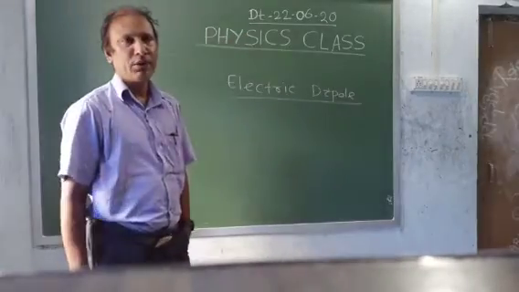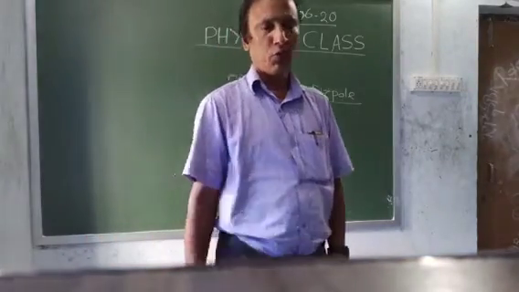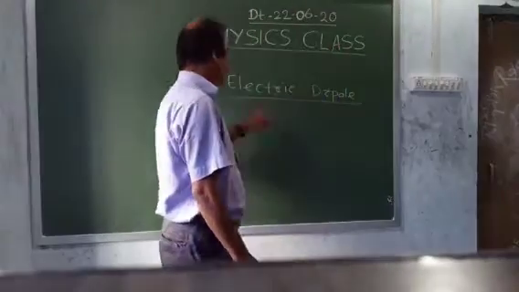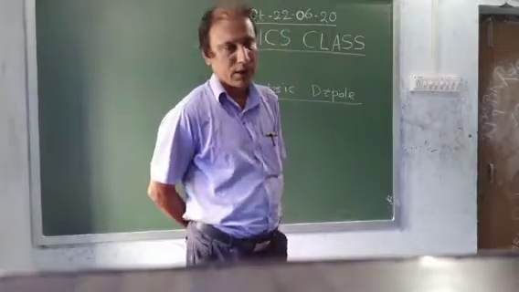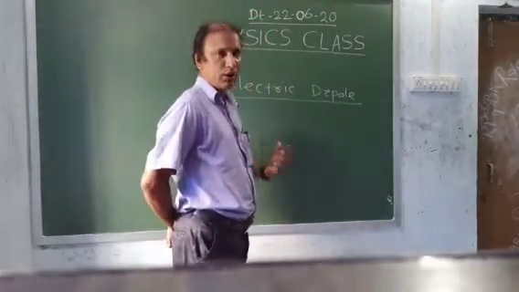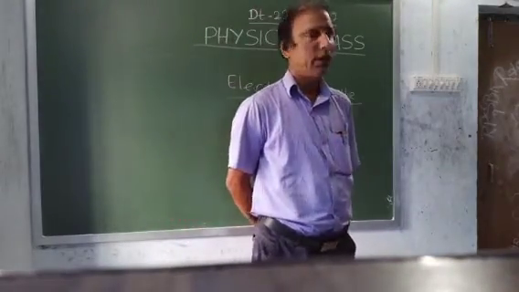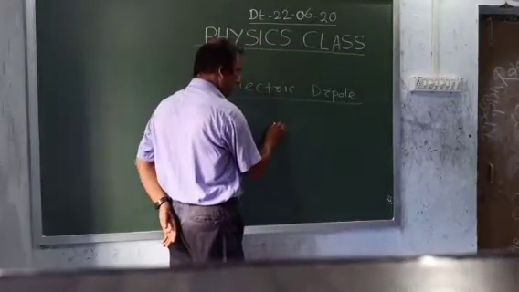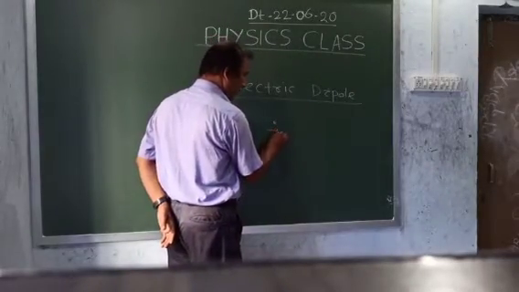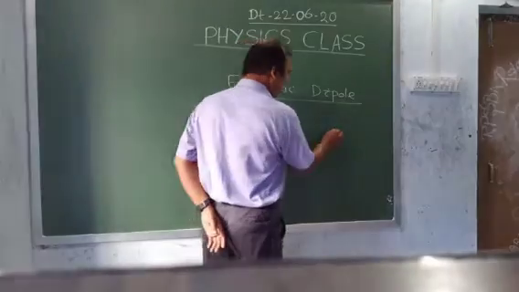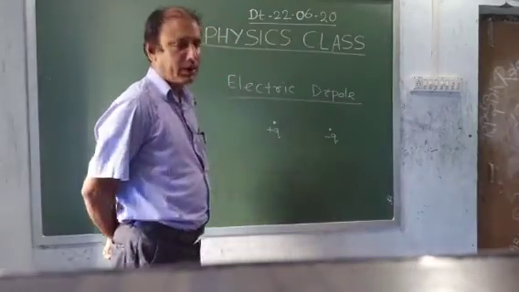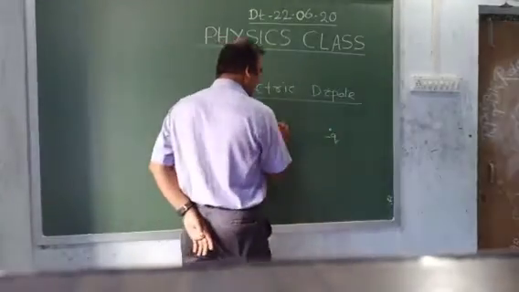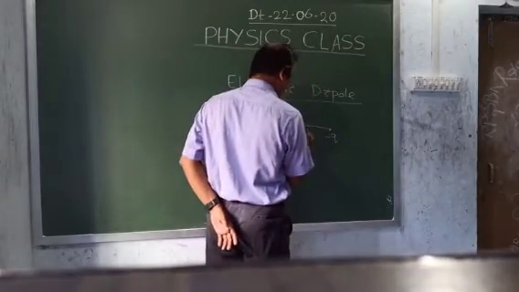Dipole means di means two, pole means poles, polarity. So, electric dipole means two equal and opposite point charges separated by a small distance constitute an electric dipole. For example, this is a point charge of positive polarity, plus q, and here is another point charge of negative polarity. The distance of separation between them is, let us say, 2a.